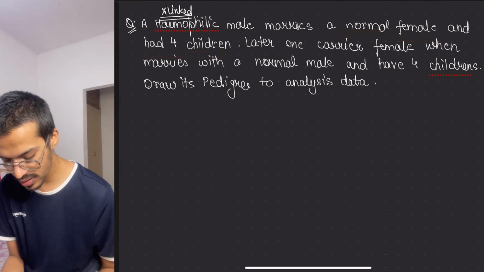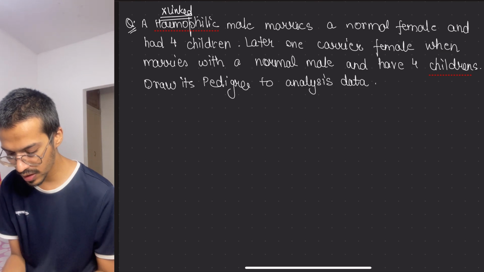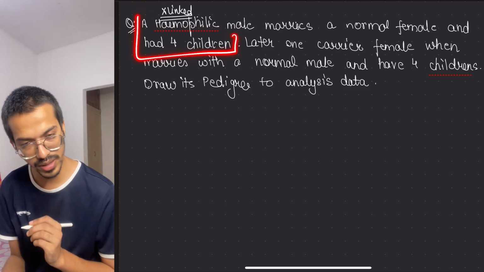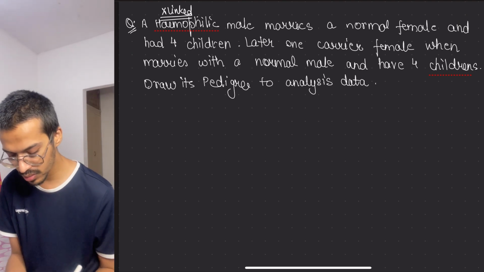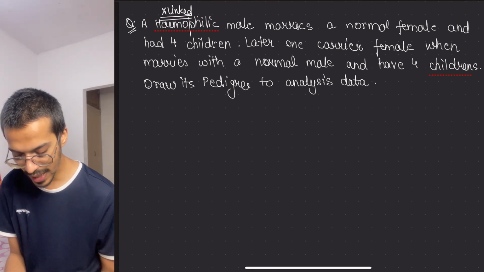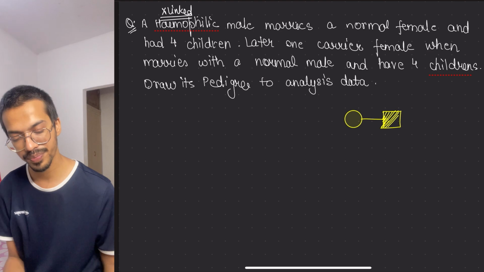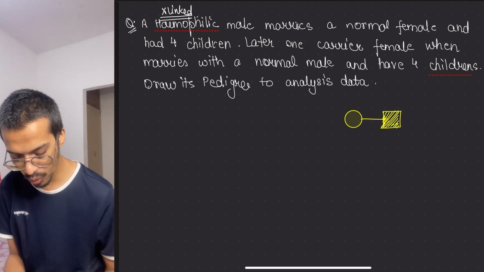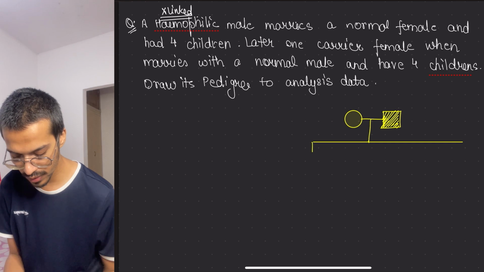Okay, let's just see that. 4 children. First we will learn this and we will try to decode this thing. So how will this look? It will look very simple. If you see, there will be what? A normal female marries a hemophilic male. So hemophilic means completely affected, right? Had 4 children. Okay, so 1, 2, 3 and 4.